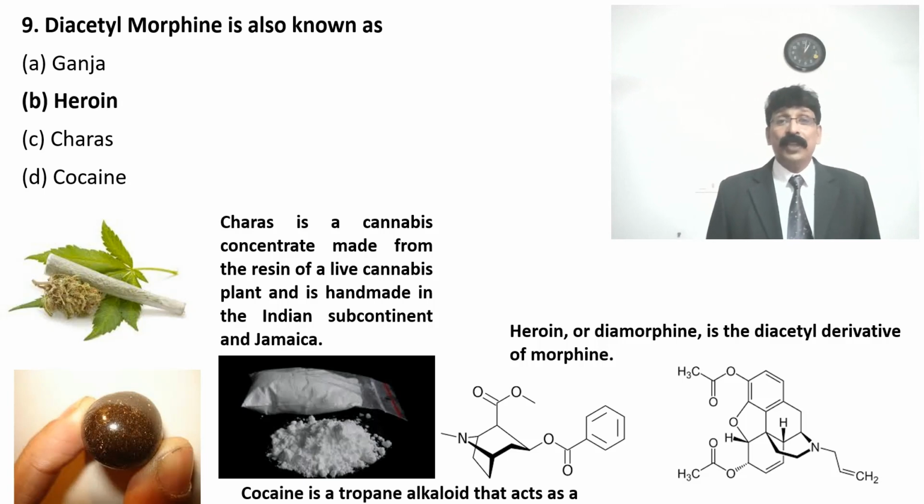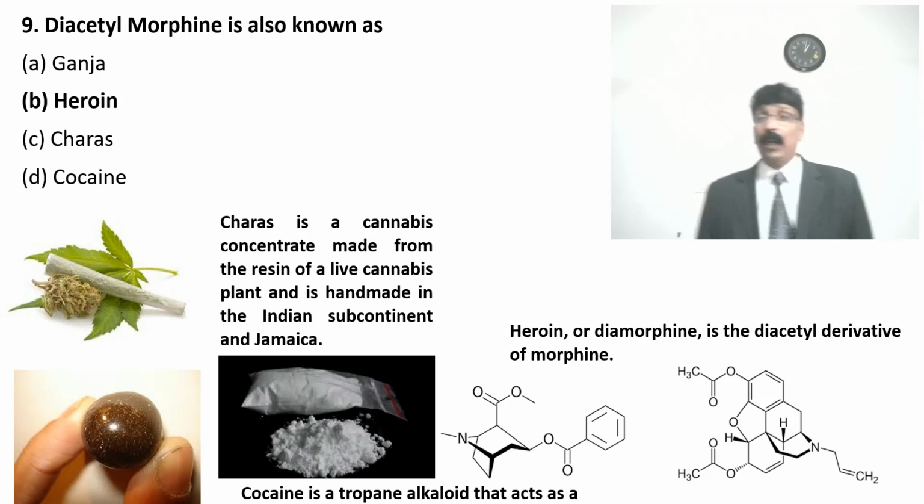So they have asked the question, what is the name of diacetyl morphine? It's heroin. Understand? Heroin is a narcotic drug, the most restricted drug. It should not be sold, it should not be carried, it should not be used. It is a completely narcotic drug controlled by governments all over the world.